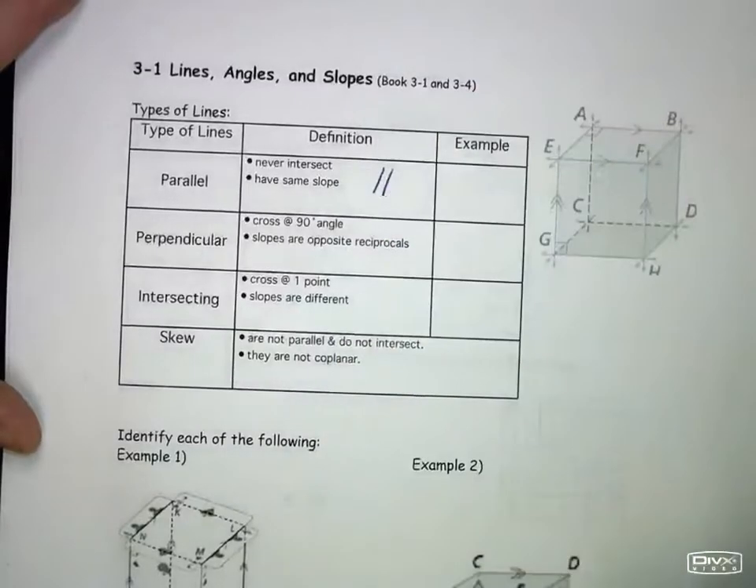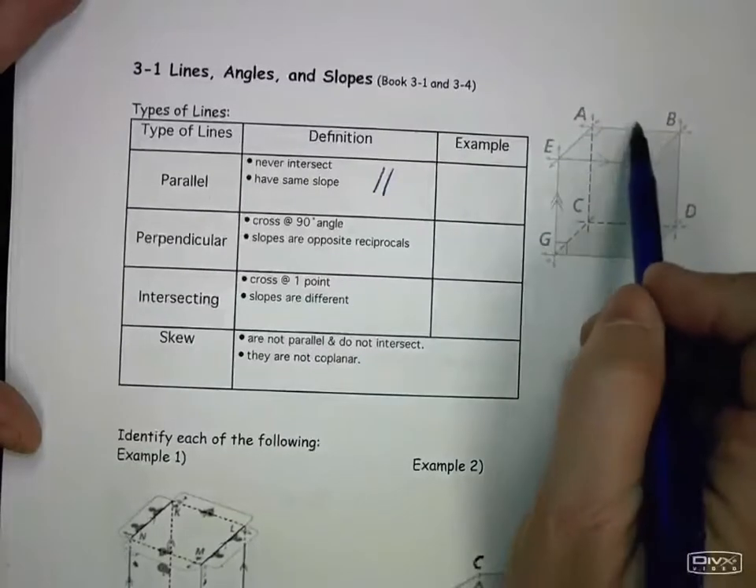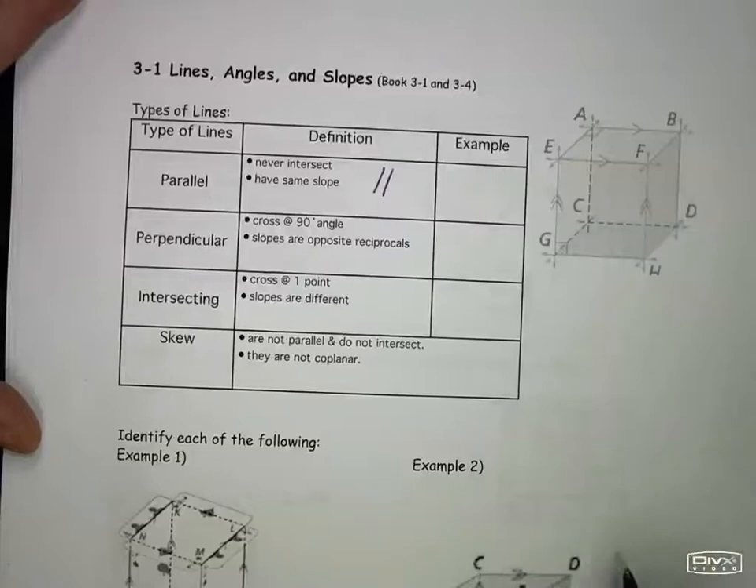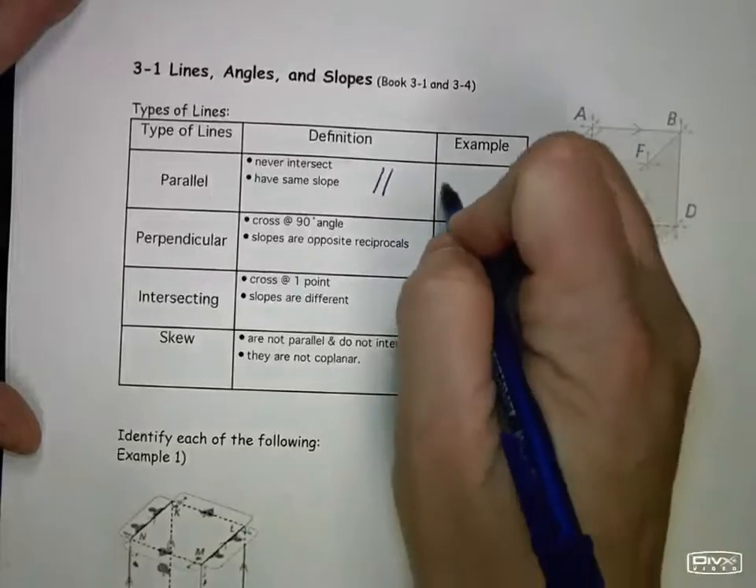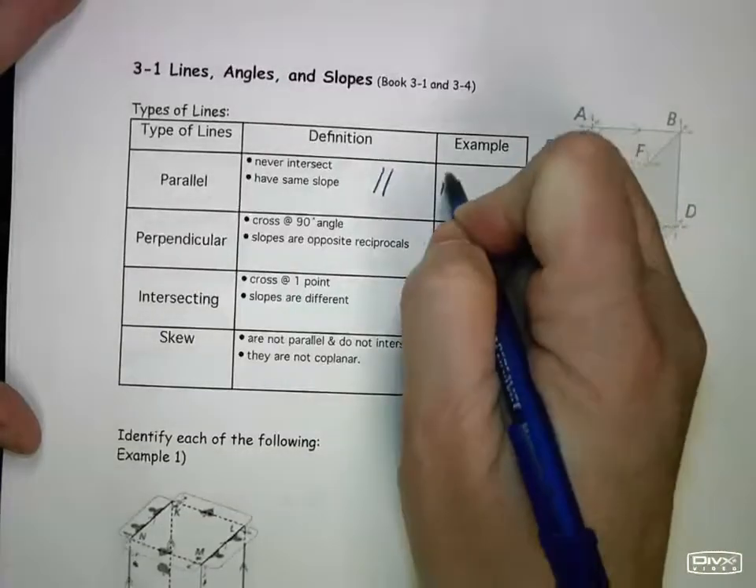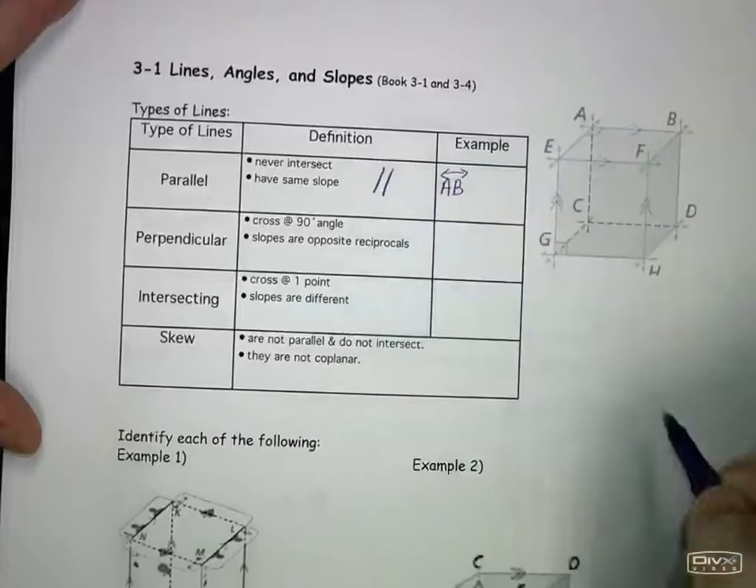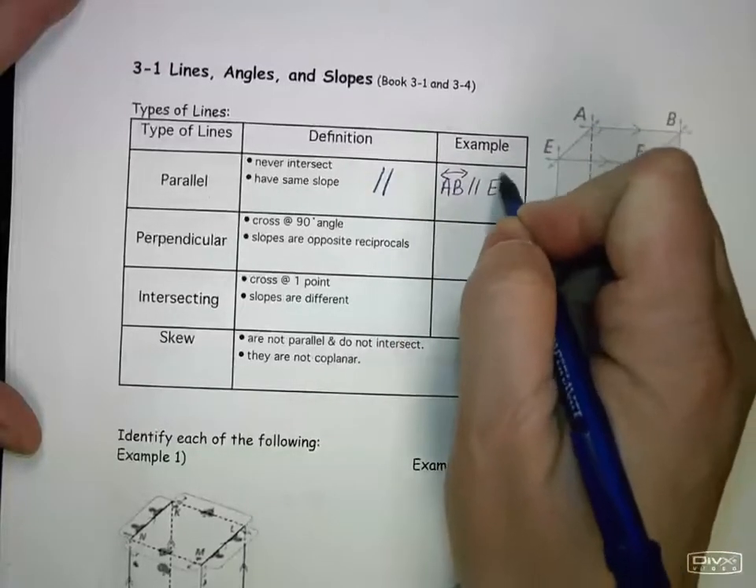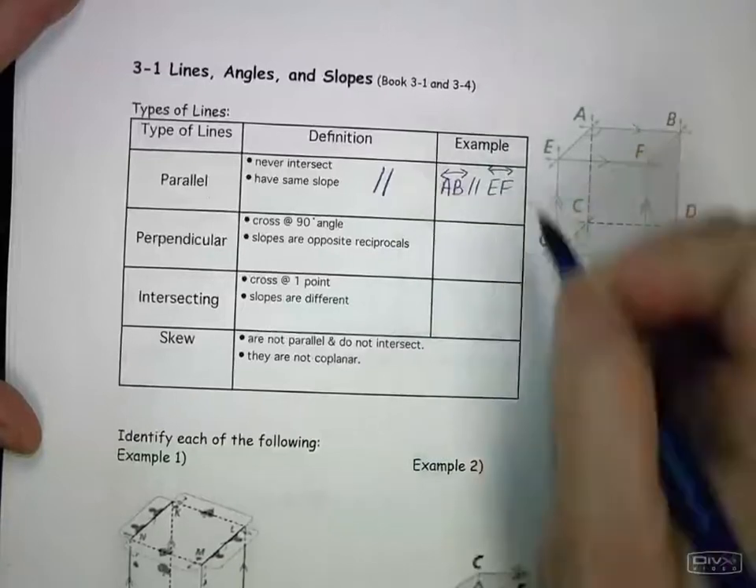And this is our symbol for parallel, and those lines are in fact parallel. Over here in this picture, this little arrow right here, those mean that the lines are parallel. So we can say line AB is parallel to line EF.